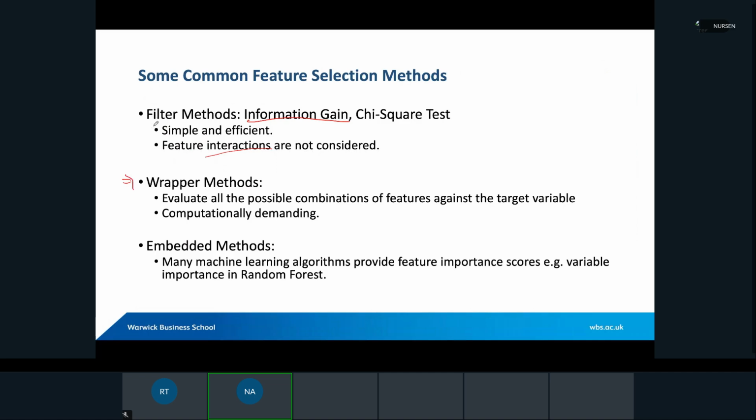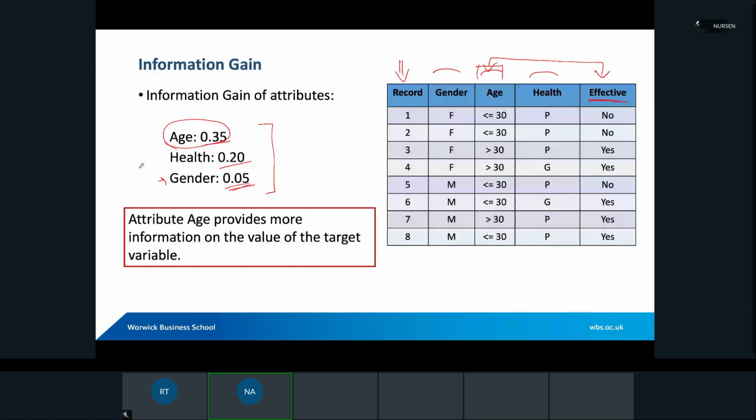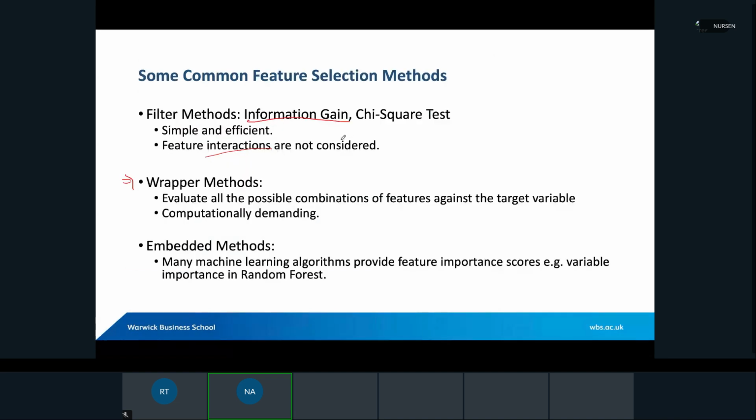As an improvement to the filtering methods, wrapper methods now consider the combinations. Here it's quite easy, right? You consider individually age, health, gender, and then you consider gender and age, gender and health, age and health. And you also consider all 3 of them. So the wrapper methods consider all possible combinations. They are stronger compared to information gain, since they consider all potential combinations, but they are computationally demanding. In this case, we have only a few combinations, but in reality, when you have 200 records, considering all possible combinations is not easy to compute.